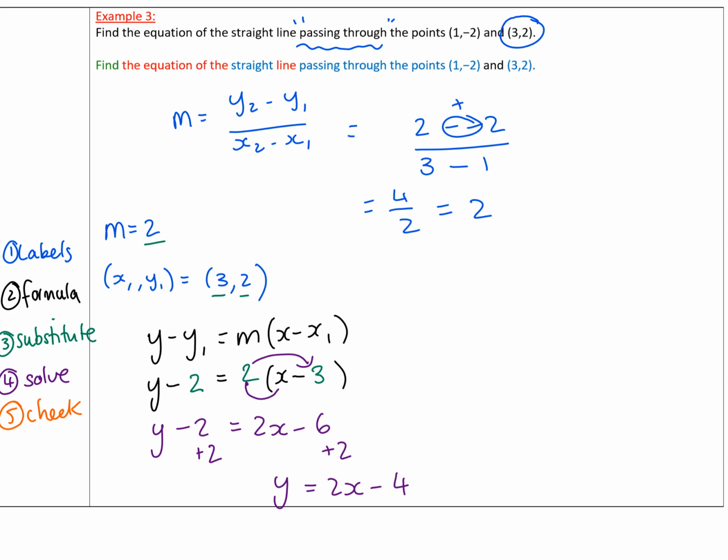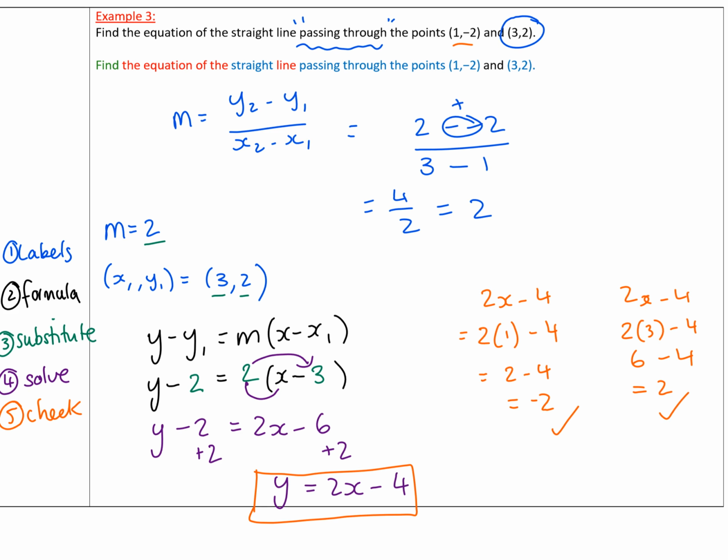Does it pass through both points? Well, the point 1, negative 2 means when I sub in 1, I should get negative 2. So 2x minus 4 becomes 2 times 1 minus 4, which is 2 minus 4, or negative 2. So that point worked. Let's double check my other point. When I sub in 3, my answer should be 2. So when I sub in 3, I get 6 minus 4, which is indeed 2. What I found is the equation of a straight line which passes through both those points.